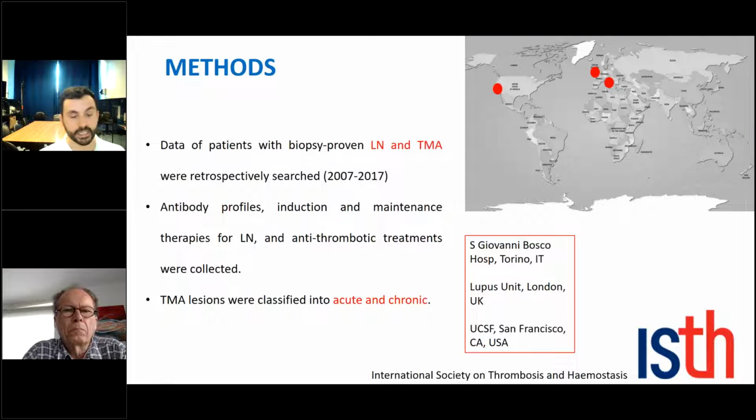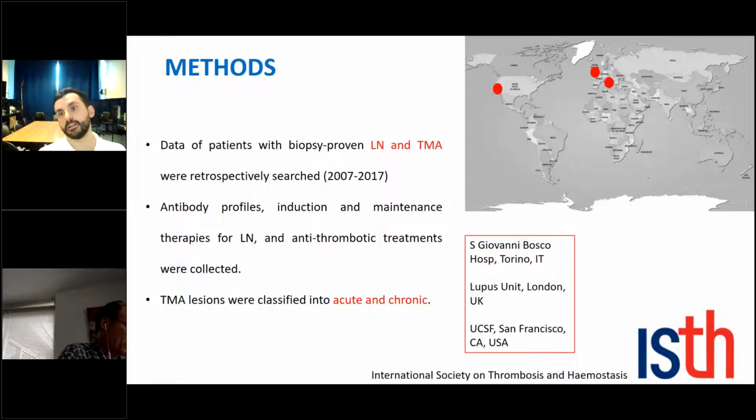So we ran an international study, as I previously said, under the umbrella of the International Society of Thrombosis and Hemostasis. Three different centers were included: the Giovanni Bosco Hospital here in Torino, the Lupus Unit London in the UK, and the San Francisco Lupus Unit at UCSF. We collected data of biopsy-proven lupus nephritis and TMA patients. We collected the antiphospholipid antibody profile, their therapy, and the outcome, and as a peculiarity of this project, we were very strict with the histological inclusion criteria when referring to the TMA lesion.